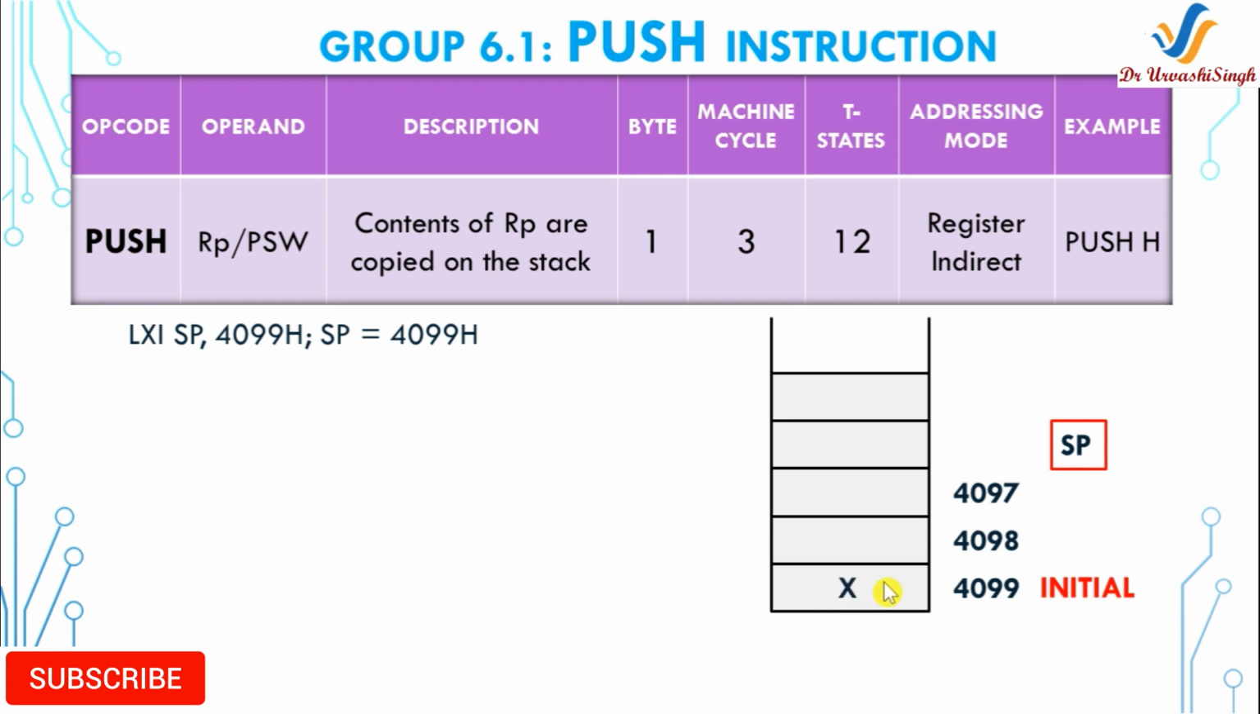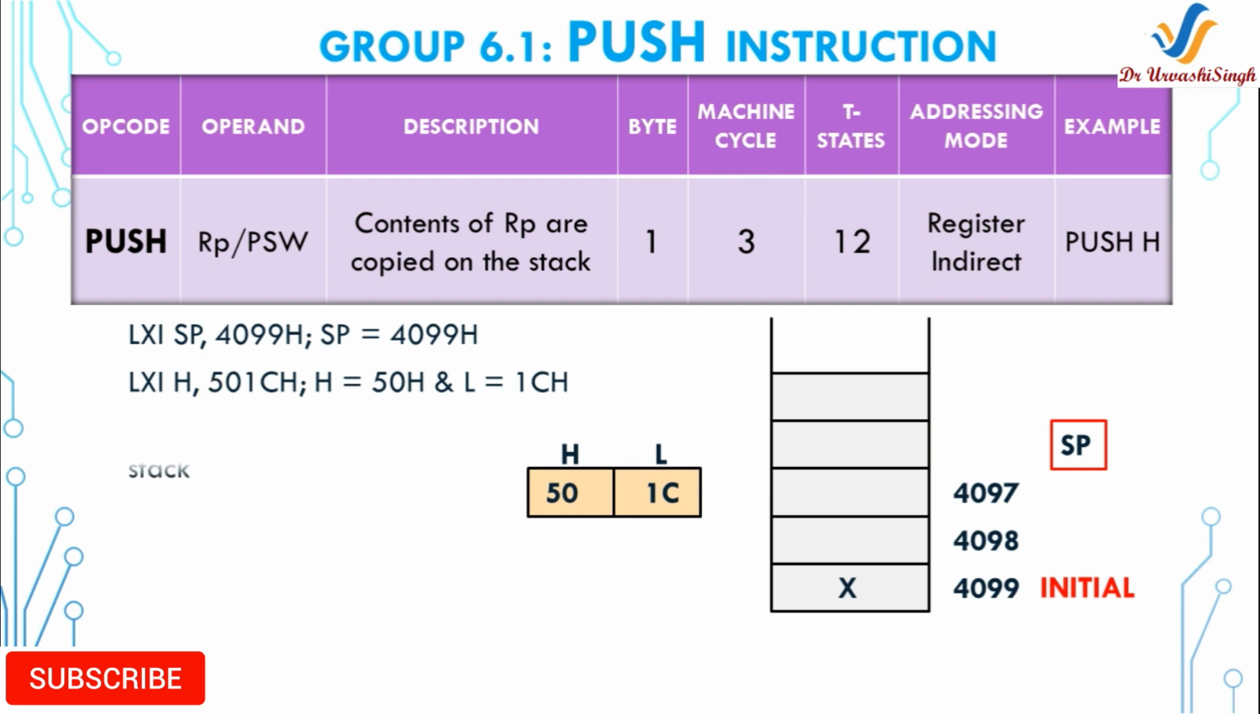Now the next instruction, LXI H 501C. In this instruction, the 16-bit number is copied into the register pair HL. After this, PUSH H. So push the contents of HL register pair onto the stack.